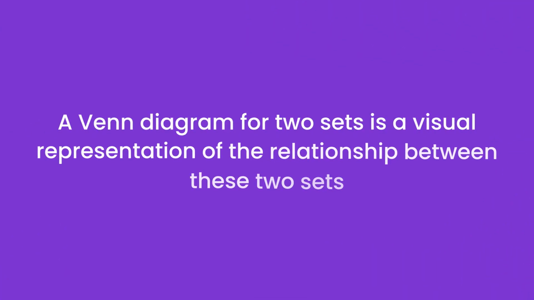A Venn diagram for two sets is a visual representation of the relationship between these two sets.